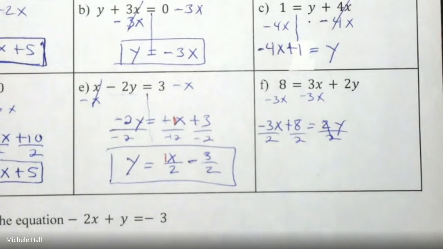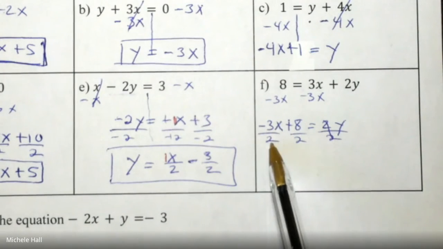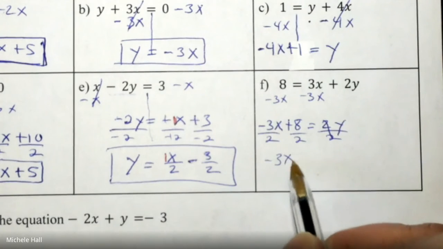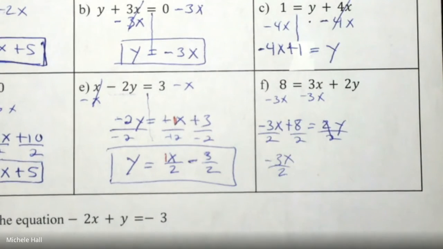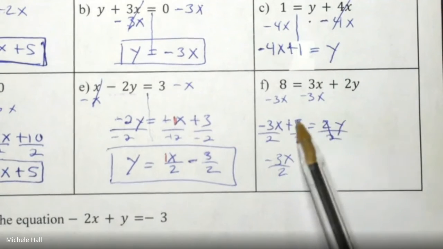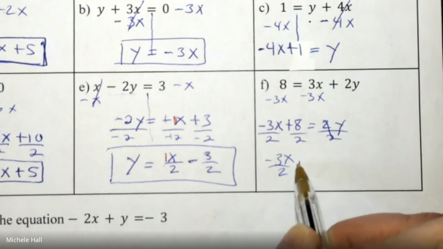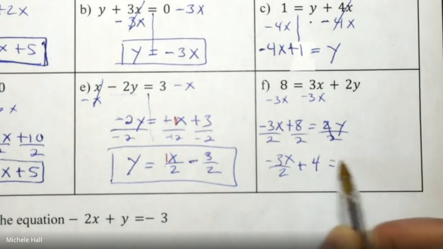And now I'm going to look at the other side. Negative 3/2 x does not divide out evenly, so I just put negative 3/2 x. 8 divided by 2 does work out evenly. 8 divided by 2 is 4, so I have plus 4 equals y.